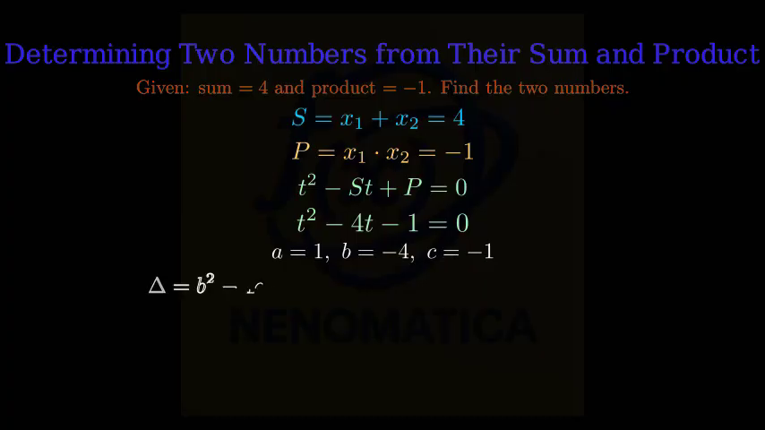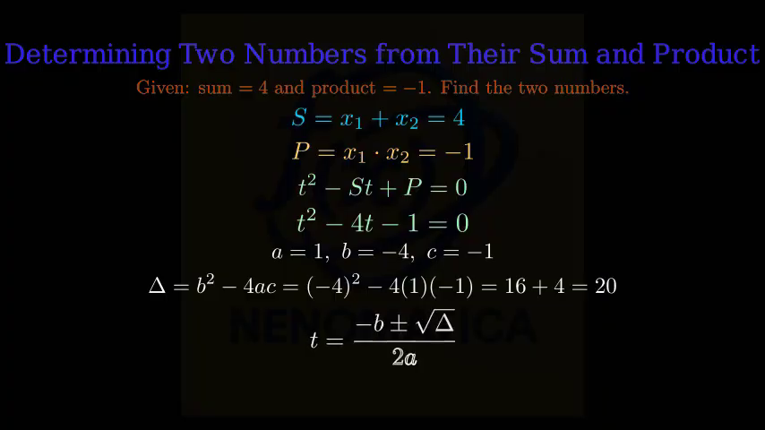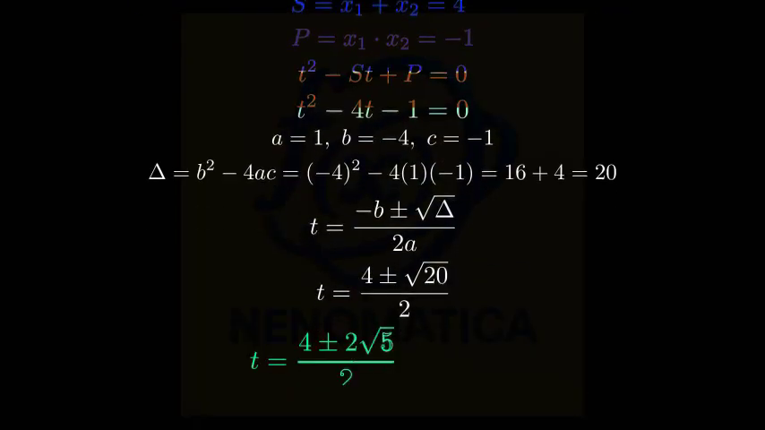Step 3. Compute delta, the discriminant, with a equals 1, b equals -4, and c equals -1. Delta equals b squared minus 4ac, which is 16 plus 4, equal to 20. Step 4. Apply the quadratic formula. t equals -b plus or minus the square root of delta, all over 2a.